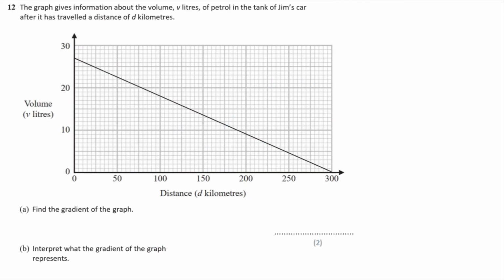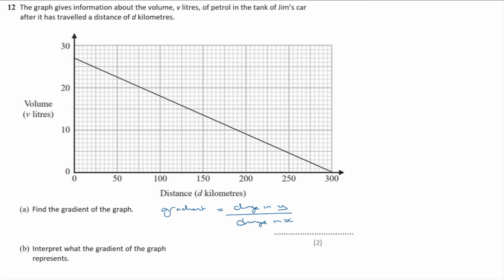Question 12. The graph gives information about the volume v litres of petrol in the tank of Jim's car after it has travelled a distance of d kilometres. Okay, so the volume of v litres and the distance of d kilometres are on the graph. You can see it starts high and ends at 0 at 300 kilometres. Find the gradient of the graph. Okay, so the gradient is equal to change in y divided by change in x, isn't it?